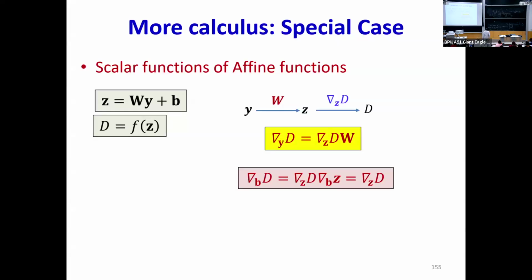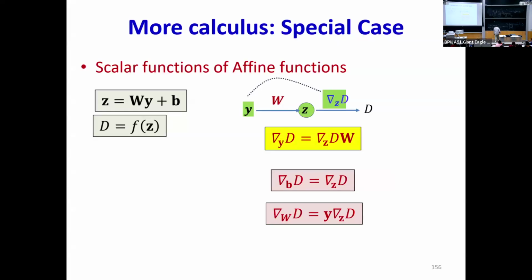The third one is a little more complicated. Because you're taking the derivative with respect to a matrix, things change a bit. It gets a little funky. It's easy to prove, but I'm not going to prove this in class. But if y influences z through a w which influences d, then the derivative of d with respect to w is going to be y times the derivative of d with respect to z.